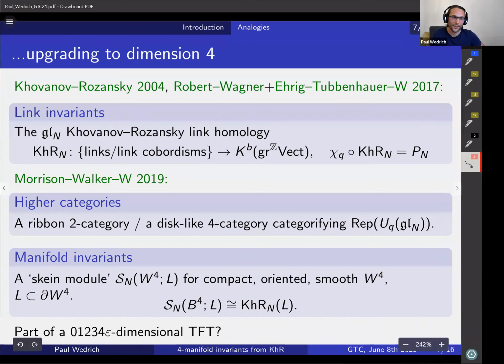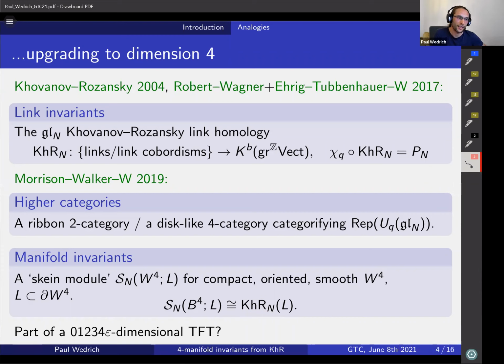And then once we have this, we can build skein modules. But this time there are skein modules associated to 4-manifolds. And instead of boundary points, I allow boundary links, so a codimension 2 submanifold of the boundary. Okay. And then you ask, okay, what's the relation to the original link homology? How can I go back once I've constructed this? Well, if you take the invariant of the 4-ball with a link in the boundary, then you recover the bigraded Khovanov-Rozansky homology for GLN.